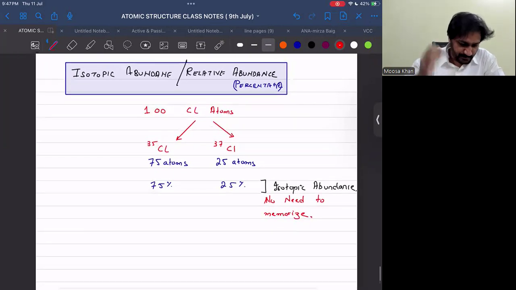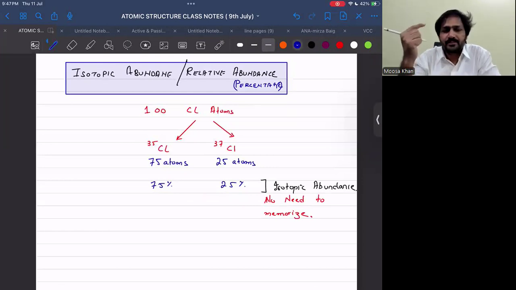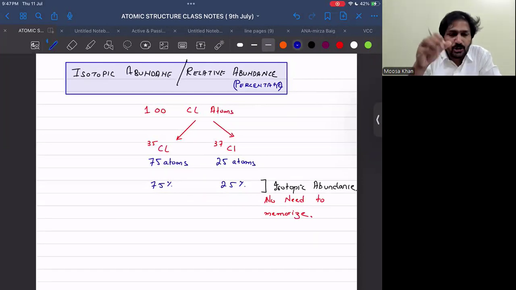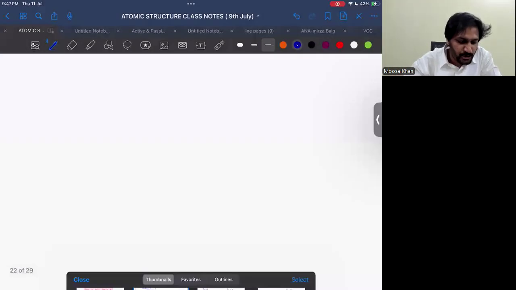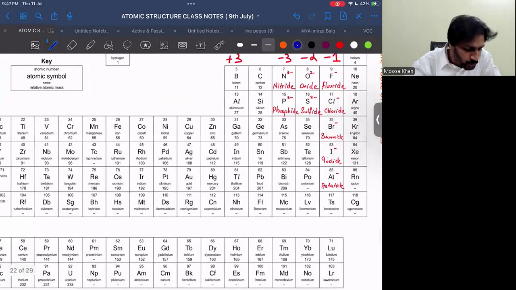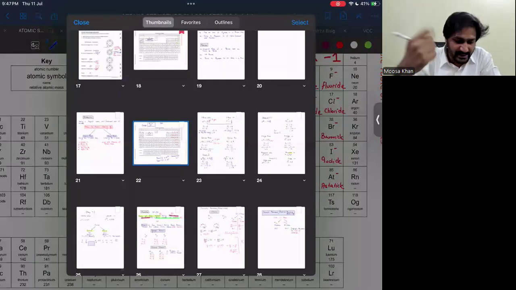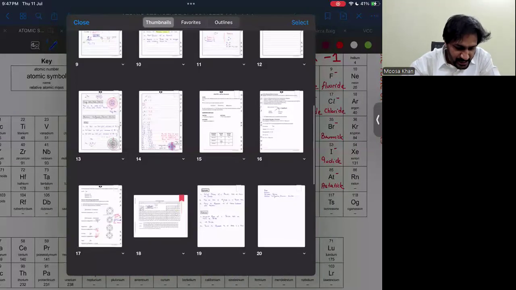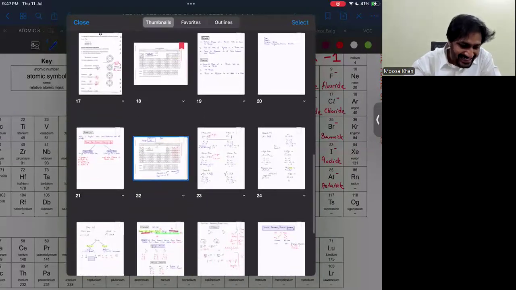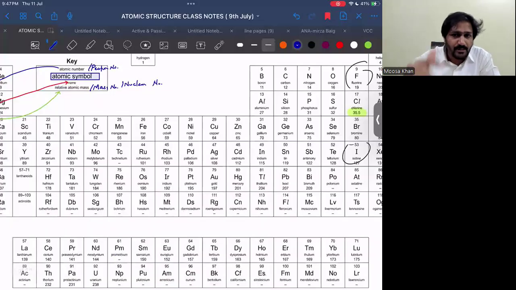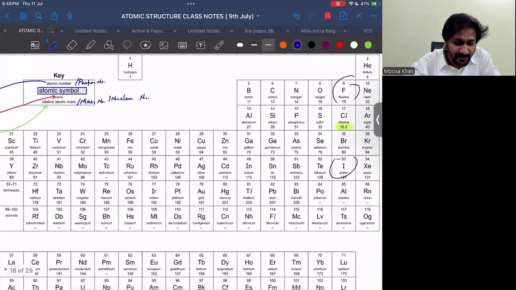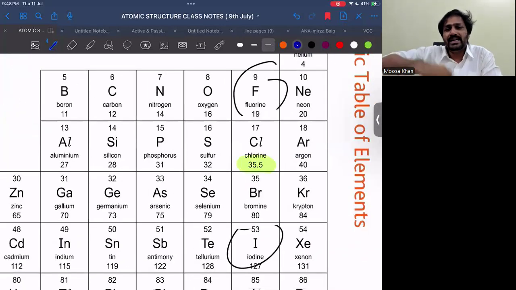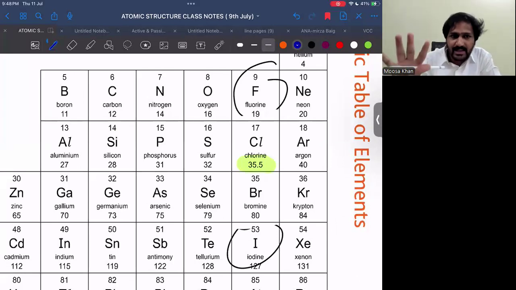Okay. Now the problem is, which isotope should we keep in the periodic table? If you see the periodic table, they haven't written the chlorine 35 isotope or the chlorine 37 isotope, because we need to represent a chlorine element by one chlorine atom in the periodic table. Only one atom of that particular element is enough to represent all the atoms of that element around the globe. Now if any element has two or more isotopes, which isotope should we use to represent that element? The question arises, right?